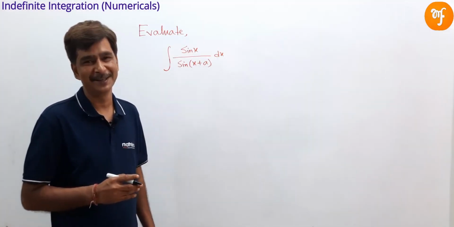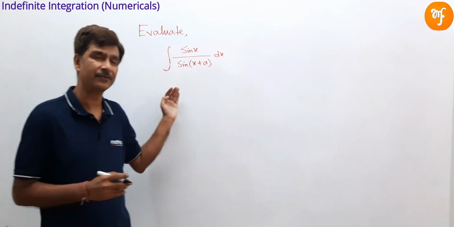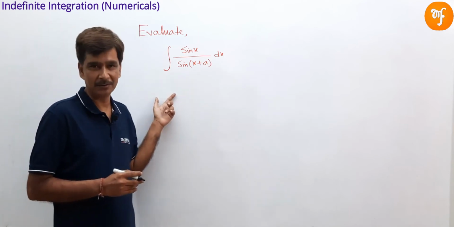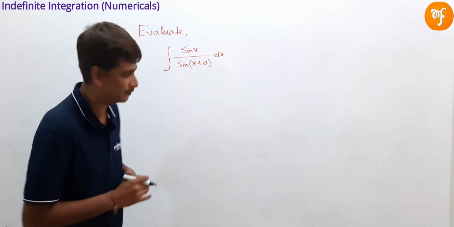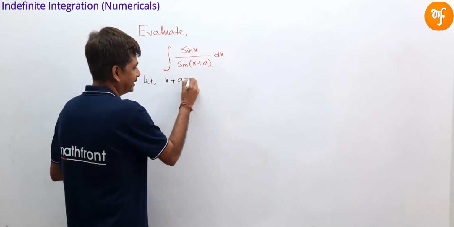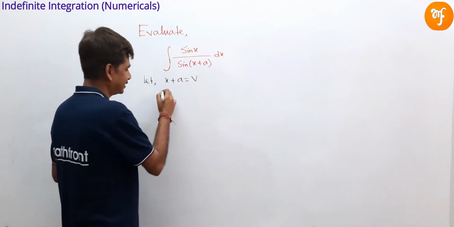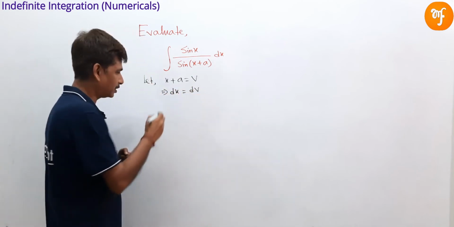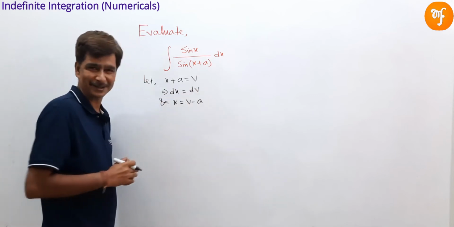So friends, come to another question, that is the integration of sin x divided by sin of (x plus a) dx. Now to solve this numerical we will first substitute x plus a by a new variable, that is v. So let x plus a is equal to v. Now differentiating both sides with respect to x, we get dx is equal to dv, and also we get x is equal to v minus a.